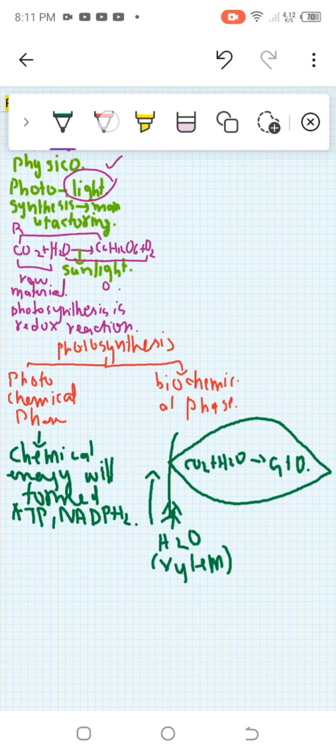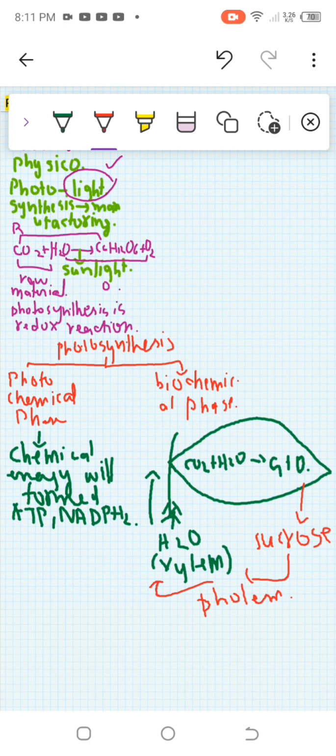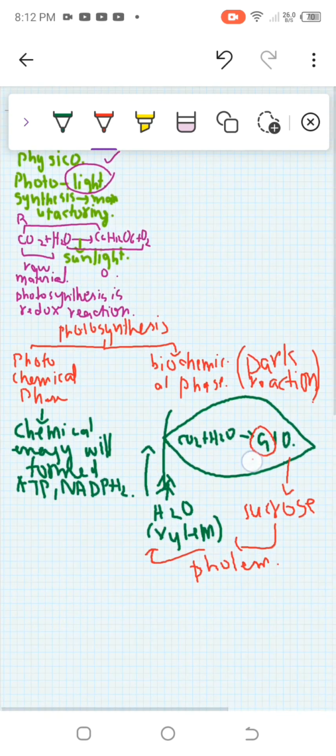This glucose goes in the form of sucrose, in the form of food, with the help of phloem again to the roots. So in the biochemical phase, the glucose biomolecule is formed. This means this phase is the dark reaction. In plants, glucose is stored in the form of starch.